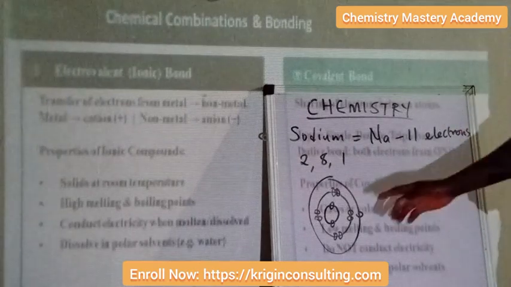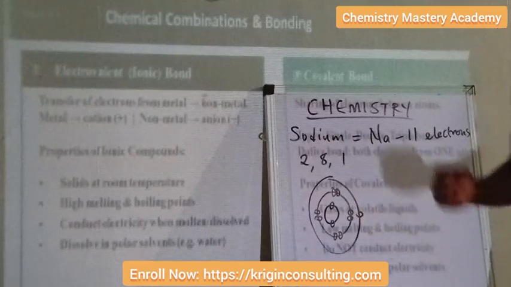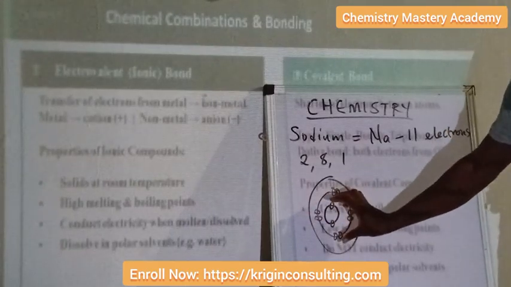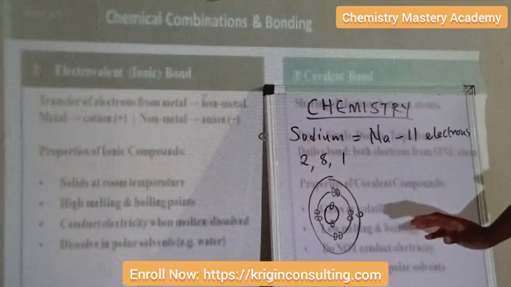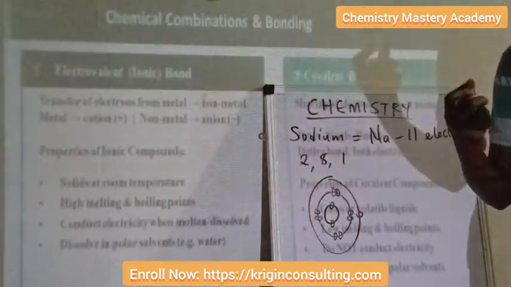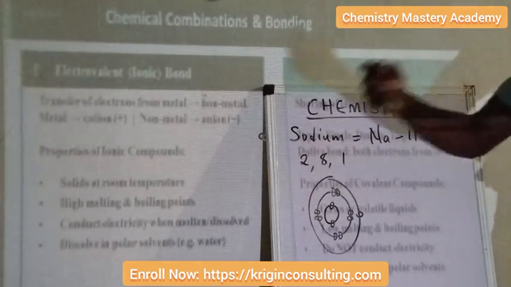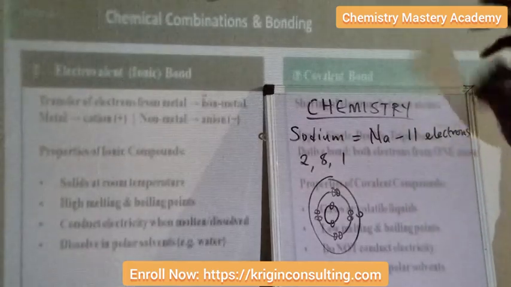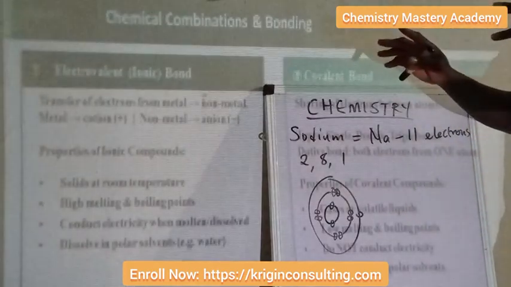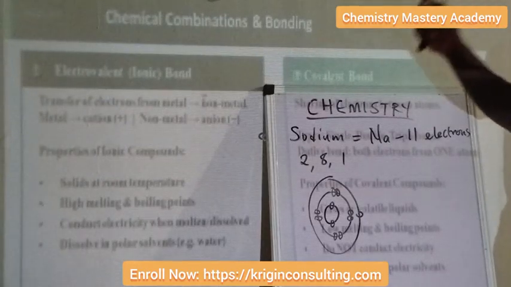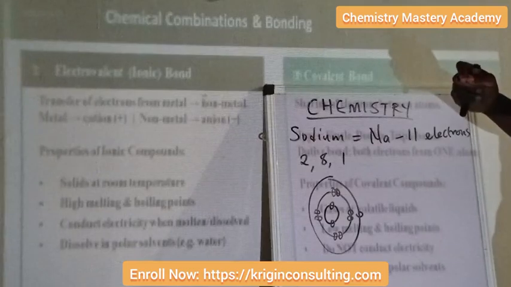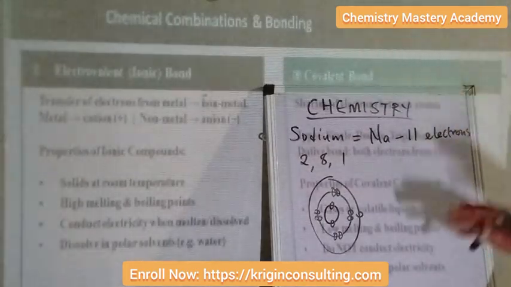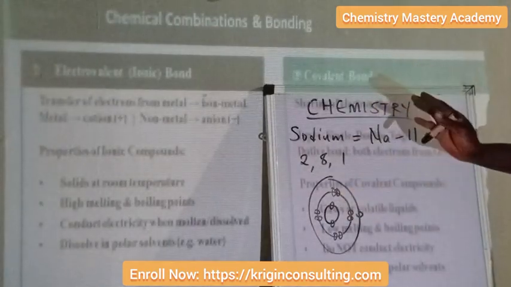But it will be easier for it to give out this 1 and lose this shell so that it has this shell that has 8 electrons. It will be easier for it than to say it wants to collect 7. There is more work involved when it wants to collect 7, because it will have to go to different elements that will be willing to give it the 7 to complete it.